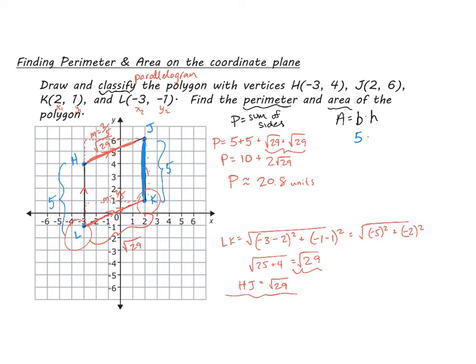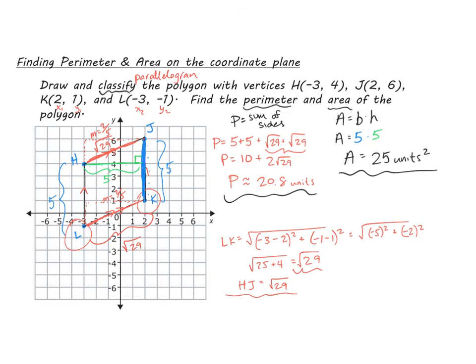Our height has to be perpendicular to our base, so it has to make a 90-degree angle with JK. So I'll make that little segment, which comes out really nice because it's a horizontal line and I can easily count its distance. It has a distance of 1, 2, 3, 4, 5 units. So the height of my parallelogram will be 5 units long. So my area is equal to 5 times 5, 25 square units.